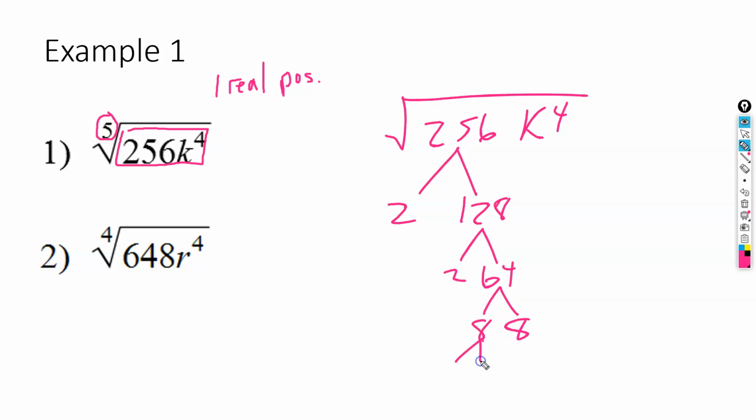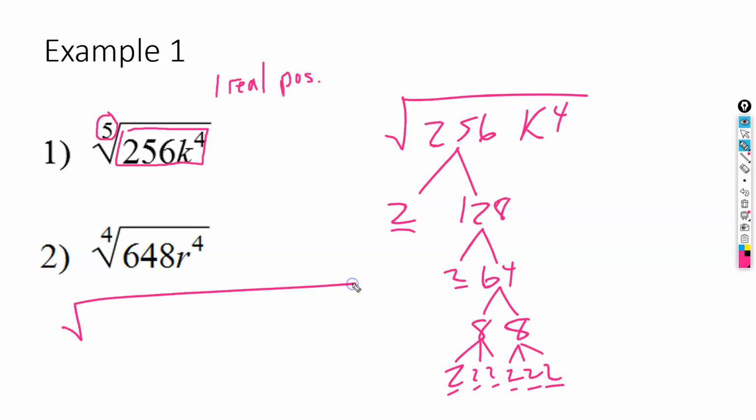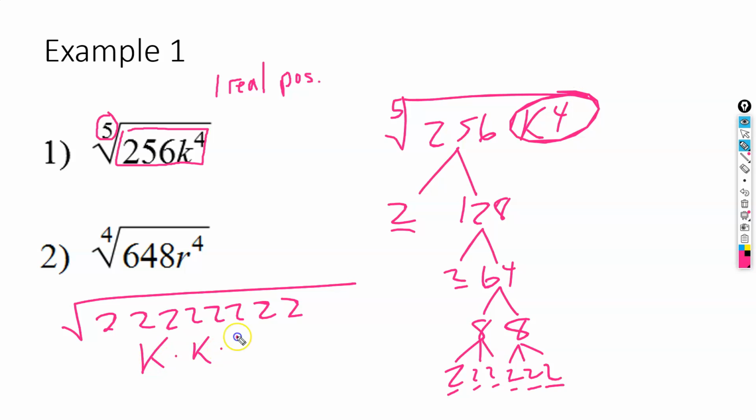And we already know from multiple problems we've done today that 8 is basically just 3 2's, right? And so basically, what do I have here then? I've got 1, 2, 3, 4, 5, 6, 7, 8 2's underneath of this square root. I'm not a square root, I'm sorry, it's a fifth root, my bad. So I've got 8 2's, and I have 4 k's. And we're looking for a fifth root.